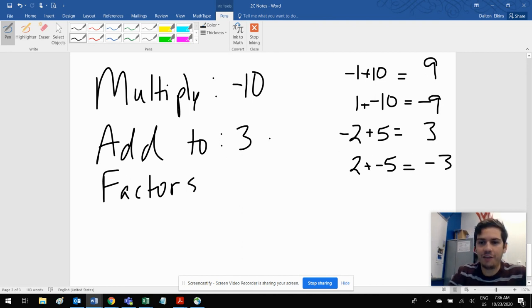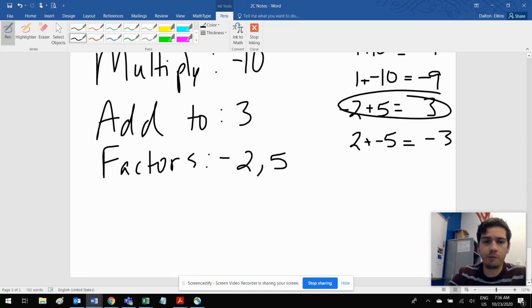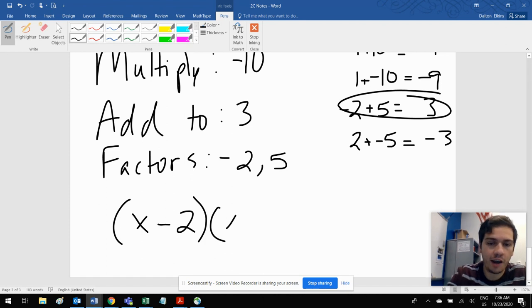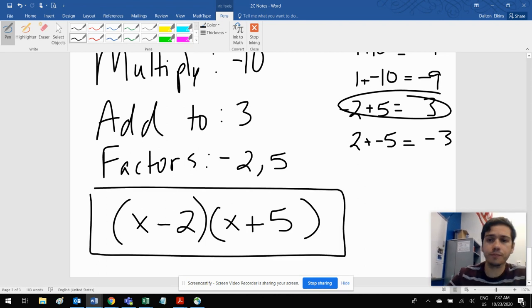So the numbers that add to 3 are negative 2 and 5. So the factors are negative 2 and 5. When I write my factored expression, because the 2 is negative, it's negative 2, I'm going to write x minus 2. The 5, however, is positive, so I'm going to write x and then plus 5. If it were negative 5, I'm going to write x minus 5, but that would be our final factor form.